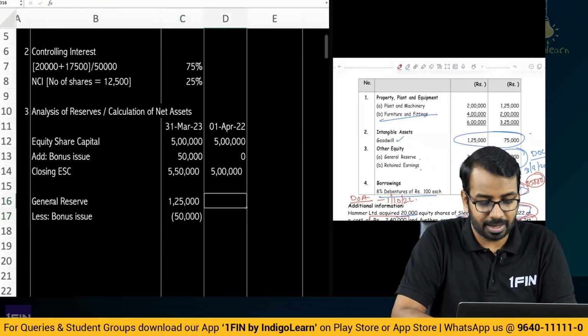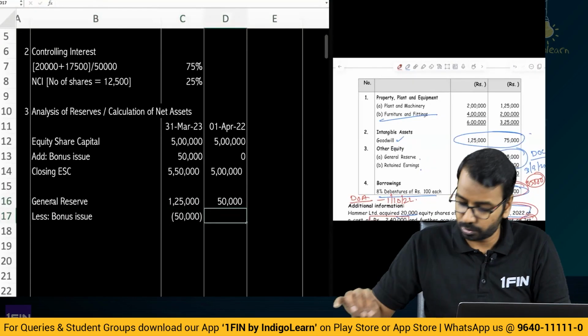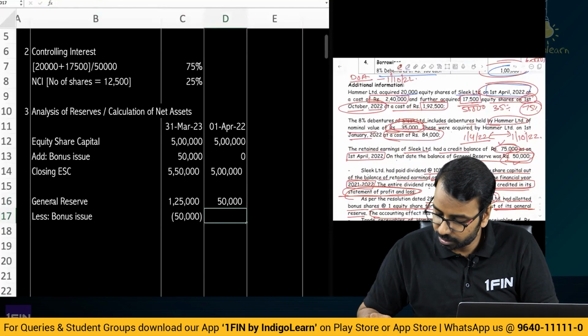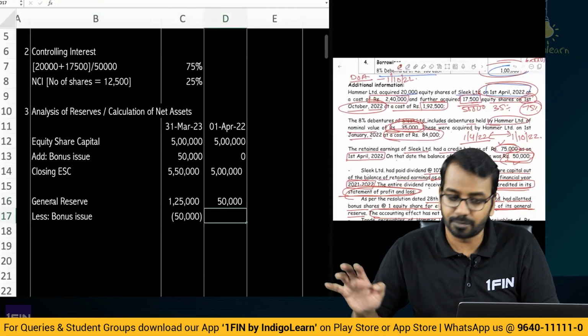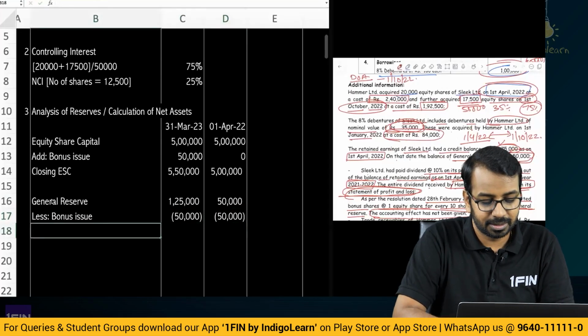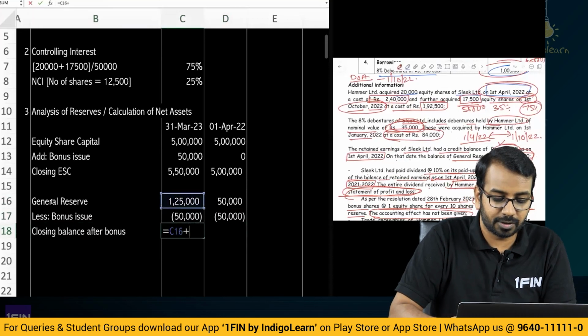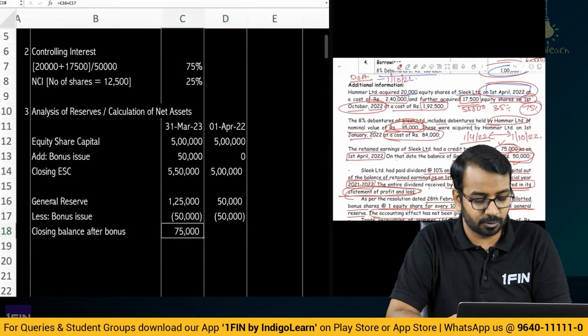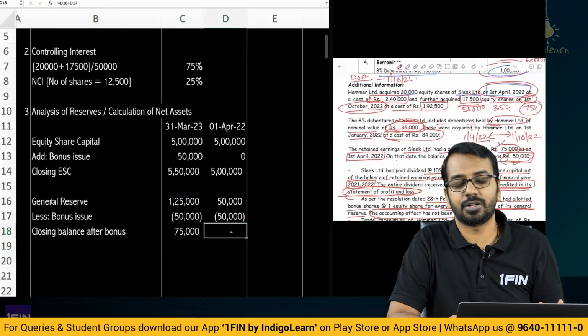1st of April we had some balance 50,000 as given in the question. The general reserve had a balance of 50,000. So from here also 50,000 is gone. So basically closing balance after bonus is how much? 1,25,000 minus 50,000, 75,000 and 0 on 1st of April.